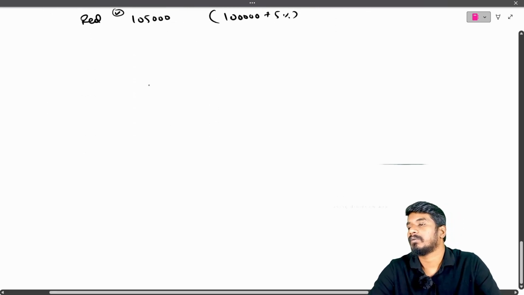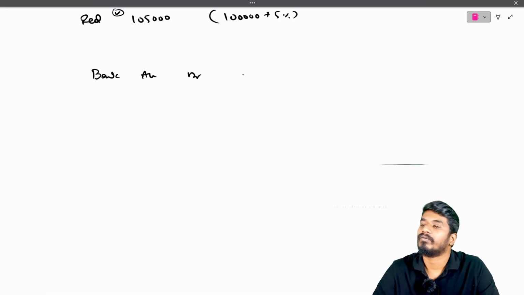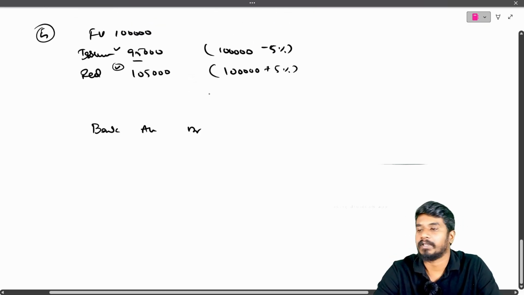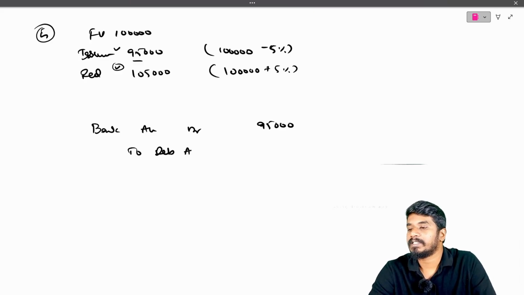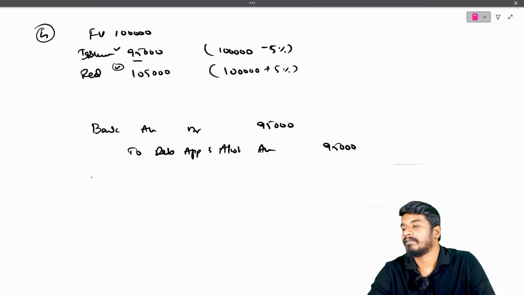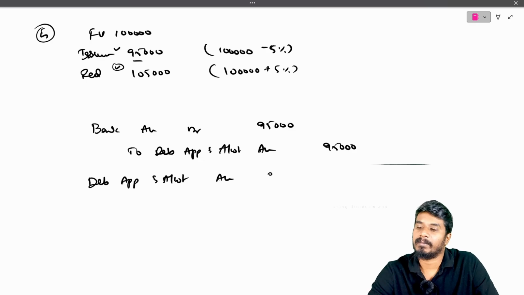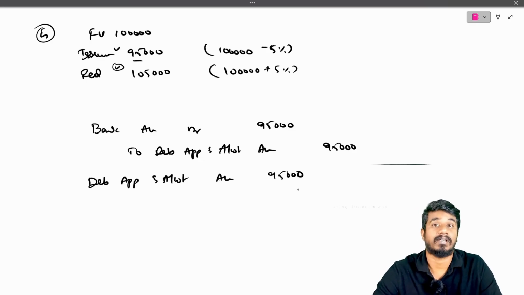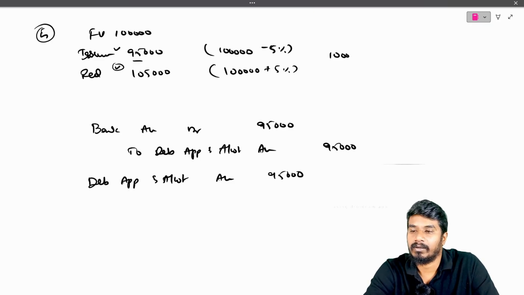Correct. So how much will we receive in the bank account? Bank account will get debited for how much? Issued amount 95,000. Is this clear? To debenture application and allotment account will get 95,000 credited. Right, we will reverse this entry. Debenture application and allotment account will get debited for 95,000.